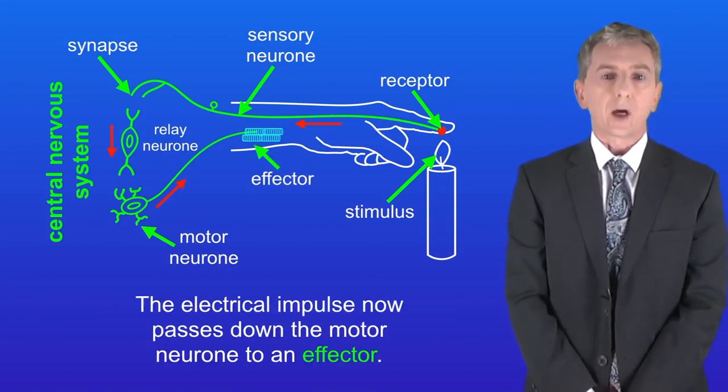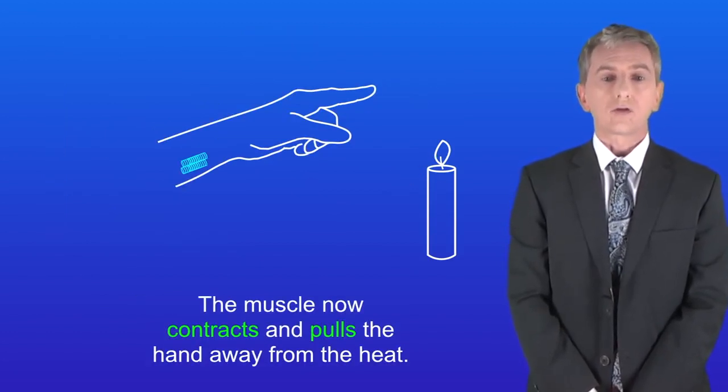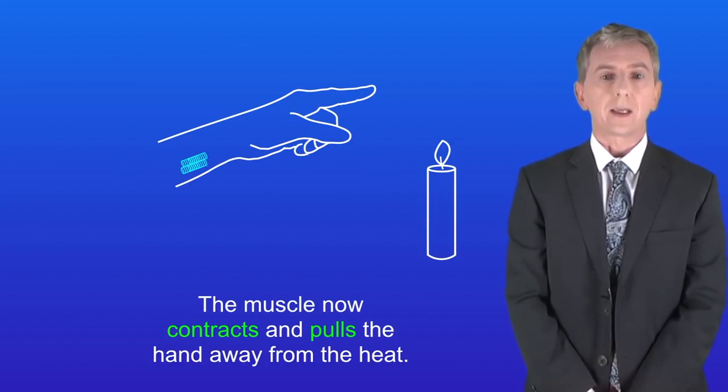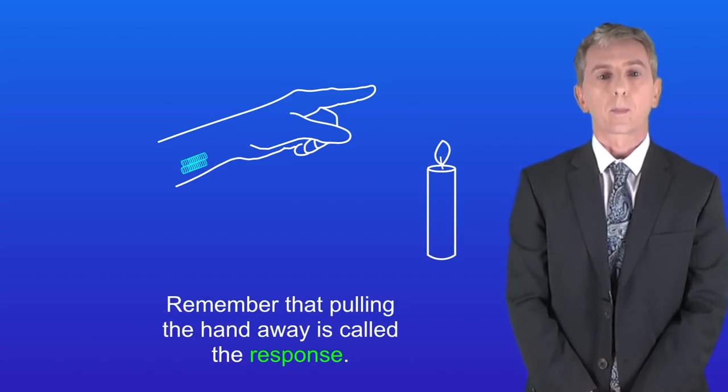The electrical impulse now passes down the motor neuron to an effector. In this case, the effector is a muscle. The muscle now contracts and pulls the hand away from the heat. And remember that pulling the hand away is called the response.